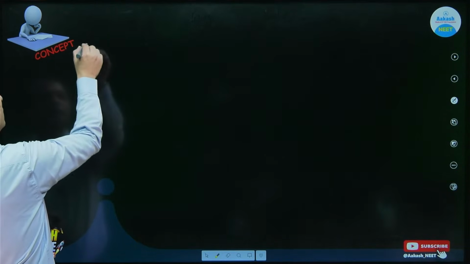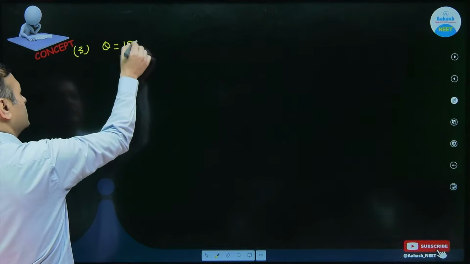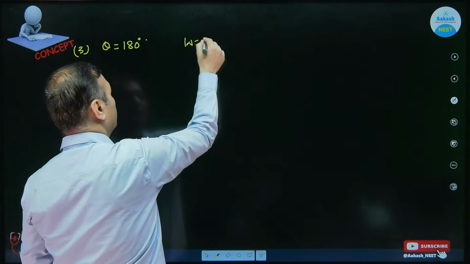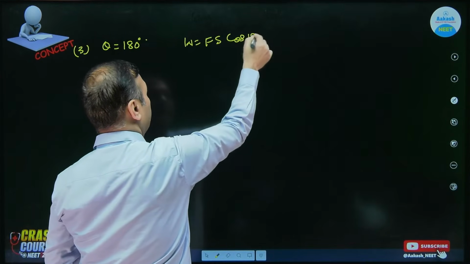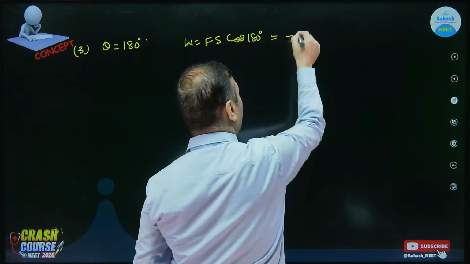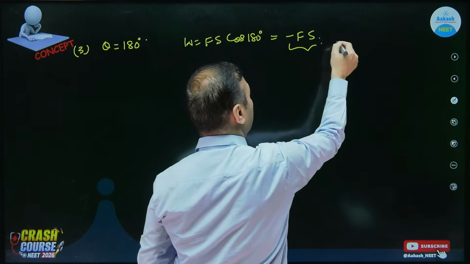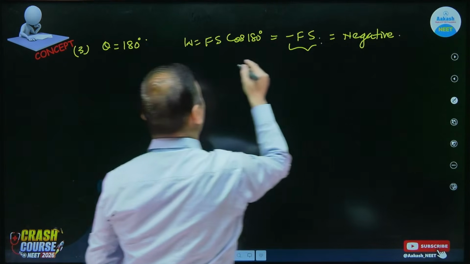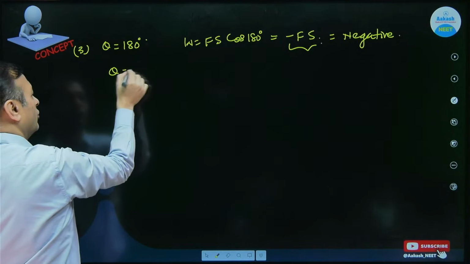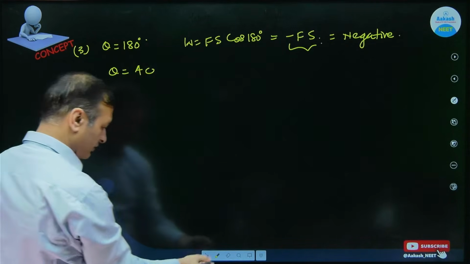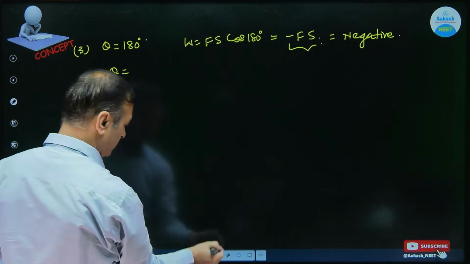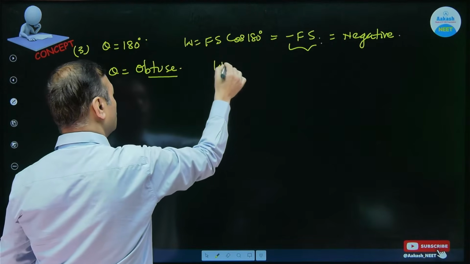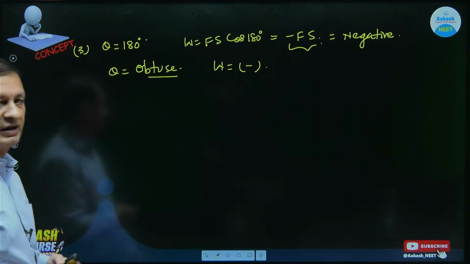Then we have theta as 180 degree. So we know this is cos 180, which is minus 1. So that gives you minus fs. So s is the displacement. So this is your negative work done. And if theta is obtuse rather, in that situation also your work done would be negative.